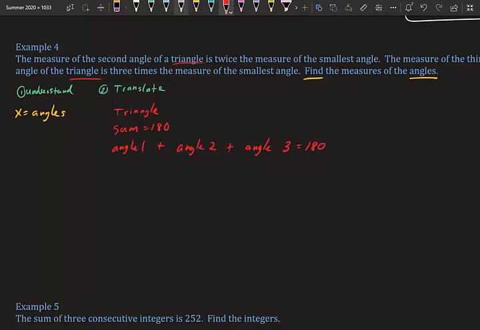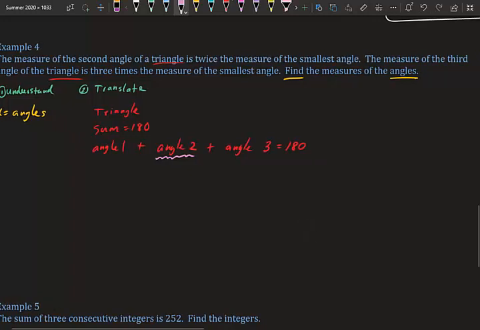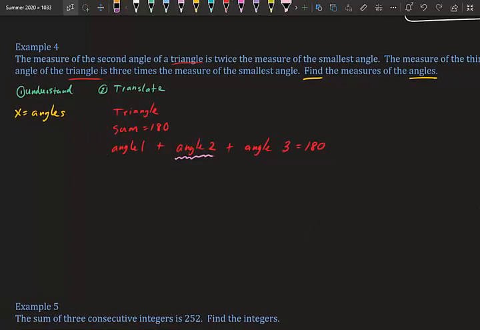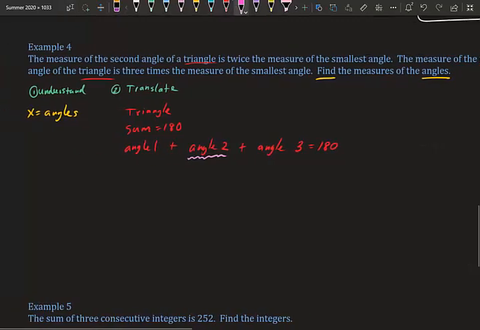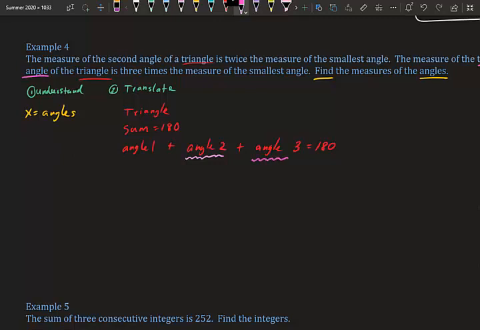So let's break it down. Let's read it again. The measure of the second angle. Oh my gosh! I know the second angle. There it is. So the measure of the second angle is twice the measure of the smallest angle. Okay, well that doesn't really help me anymore. The measure of the third angle is the third angle. So the third angle, I know what that represents. That's this one right here. Is 3 times the measure of the smallest angle.